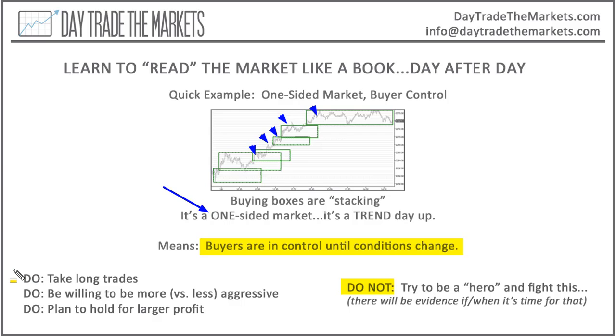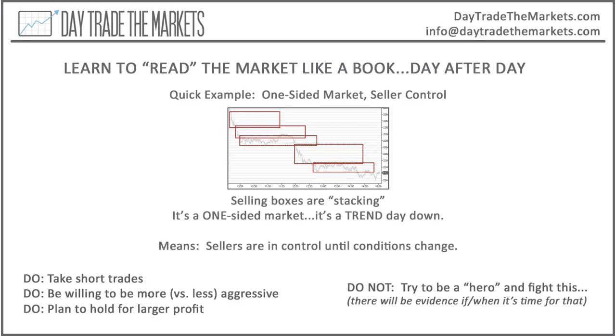What you do want to do is be looking for and be willing to take long trades, obviously. You want to be willing to hold for potentially a greater profit as opposed to a smaller profit. You want to be potentially more aggressive on your entry as opposed to less aggressive, okay? It's telling you that buyers are in control. It's a one-sided, buyer-dominated market, and until situations change, we're not going to fight that. We're going to go with that, and we're going to make the most of that situation.